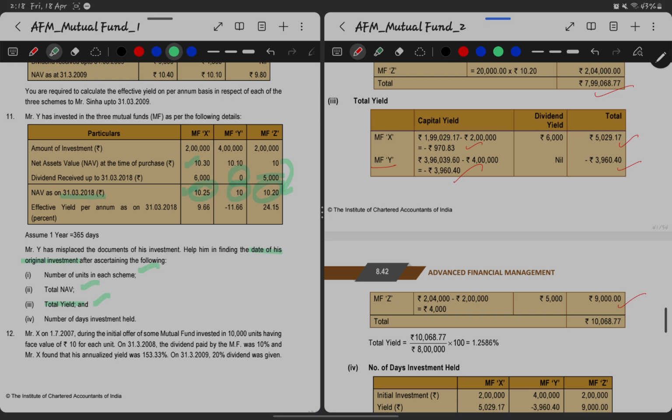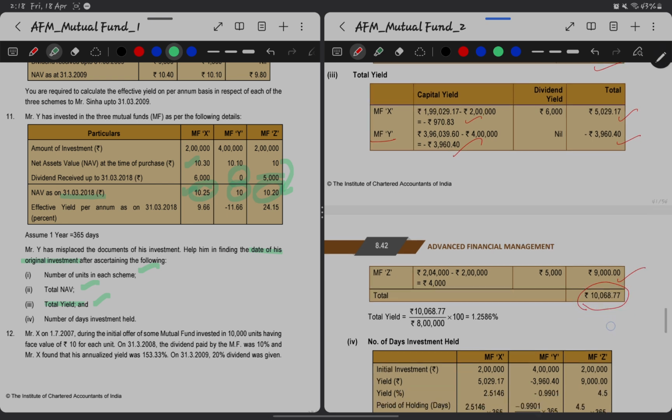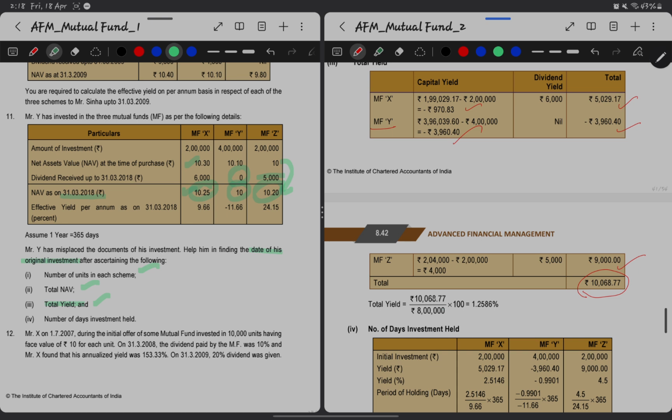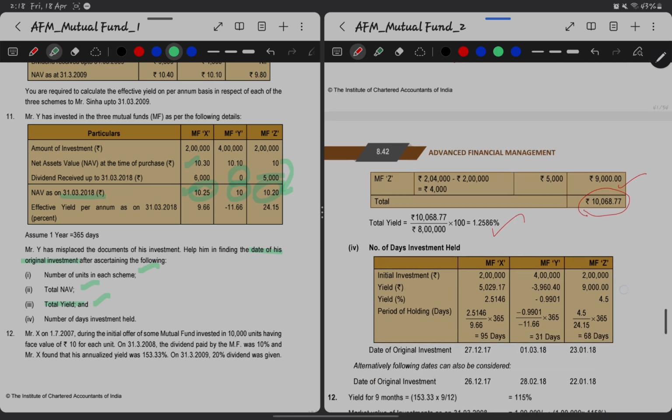The total yield of the investments in Mr. Y's portfolio will be 10,068. So 10,068 divided by the total investment Mr. Y made, which is 8 lakh. So the total yield will be 1.2586%.